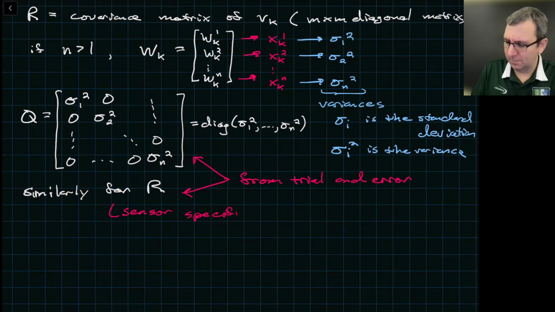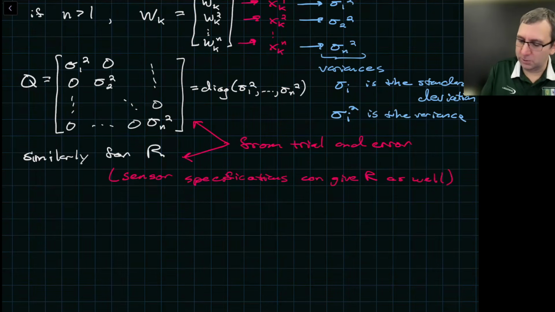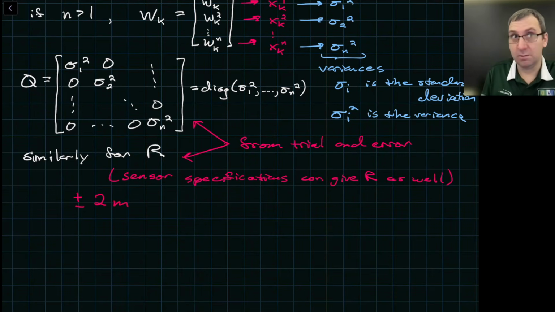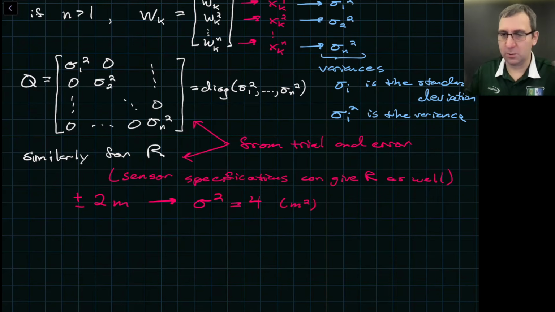And the note for R that I've said a few times is that sensor specifications can sometimes give you the entries of R. So if you were told the position error is plus or minus 2 meters, let's say, then that would mean the standard deviation is 2. So sigma squared is going to be 4. And then I guess it's understood the units are meters squared.